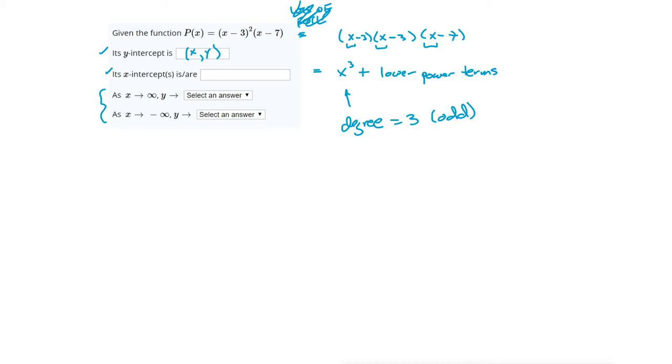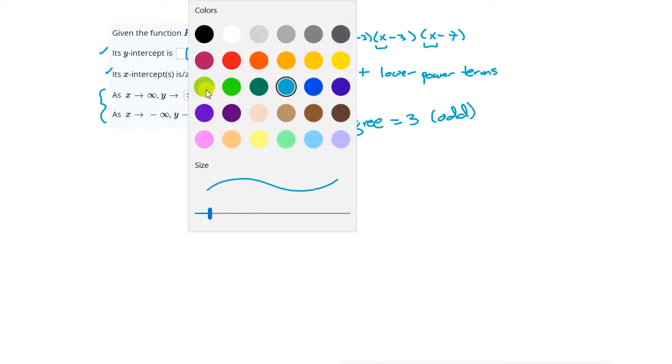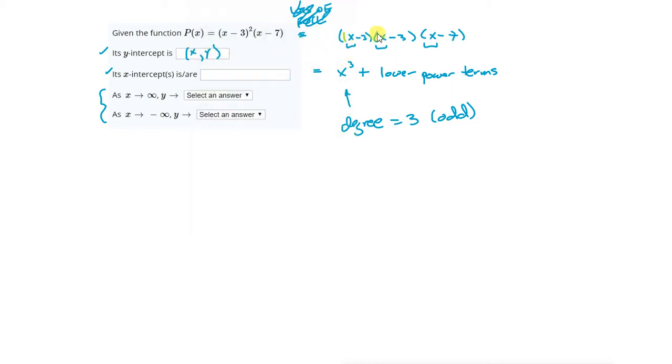And I also know my leading coefficient. What was the coefficient? It's a 1 times a 1 times a 1. So the leading coefficient is a 1. 1 times 1 times 1 is 1. So I have a positive leading coefficient.